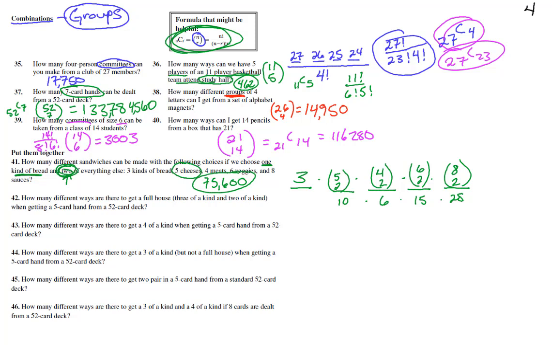All right, number 42. How many different ways are there to get a full house? That's 3 of a kind and 2 of a kind when getting a 5-card hand from a deck of cards. Oh my word. So let's think about this. Normally you could do just 52 choose 5, and that's how many different hands you have. So that's how you do probability. So let's see how many different ways there are to get a full house. Now notice when you do that, you could get 3 of a kind of, say, jacks and 2 of a kind of, say, 8s, or 3 of a kind of 8s and 2 of a kind of jacks.